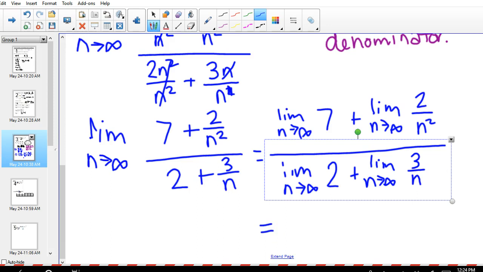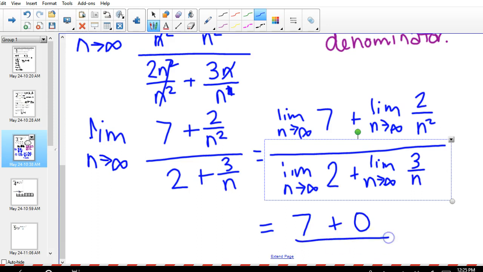So what is the limit as n approaches infinity of 7? It is 7, because it doesn't have an n, so it's not affected by that at all. What is the limit as n approaches infinity of 2 over n squared? It's going to be 0, because anytime you have a variable raised to any positive power in the denominator, it becomes 0. You'd have 2 over 1, 2 over 4, 2 over 9, 2 over 16. That number just keeps getting smaller and smaller.